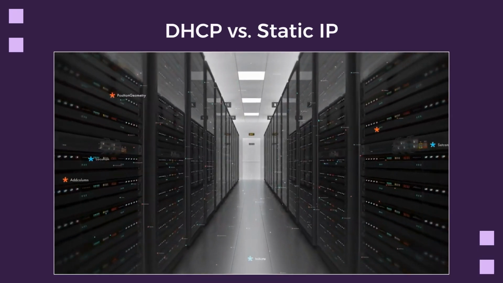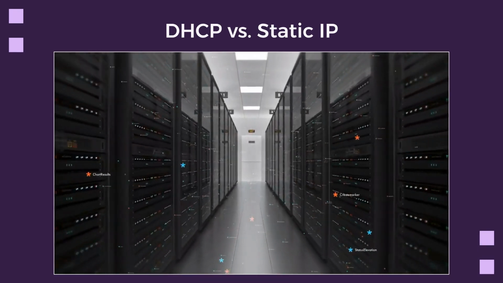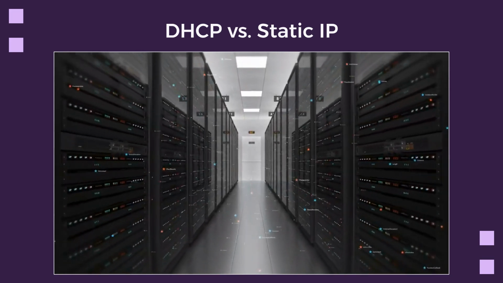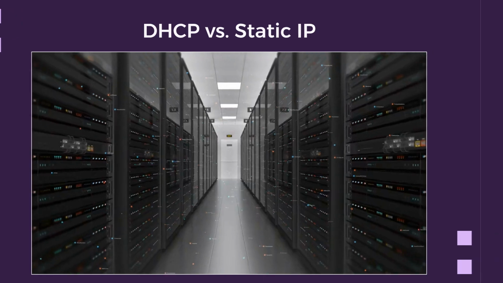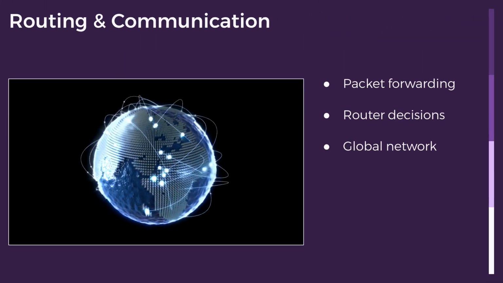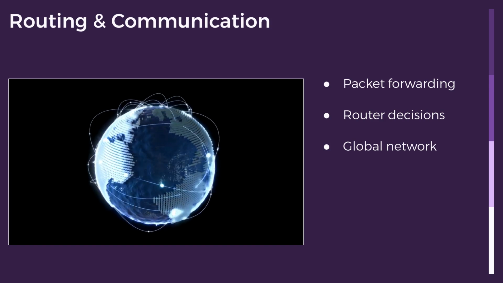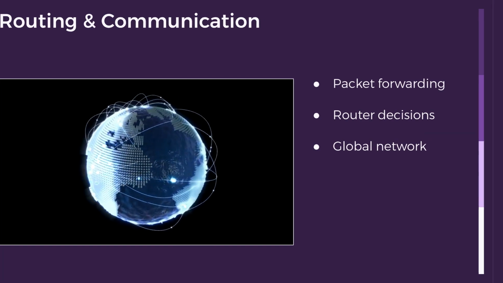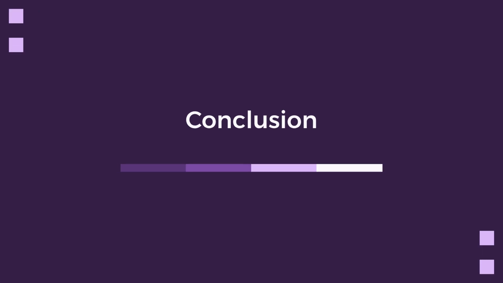Now let's understand the mechanics of how IP addresses function in a network. Devices can get IP addresses dynamically through DHCP servers, or they can be assigned manually as static IP addresses, often for servers or network equipment. Routers use IP addresses to direct data packets to their intended destinations across local and global networks, making seamless communication possible.